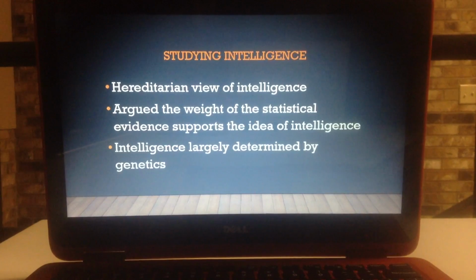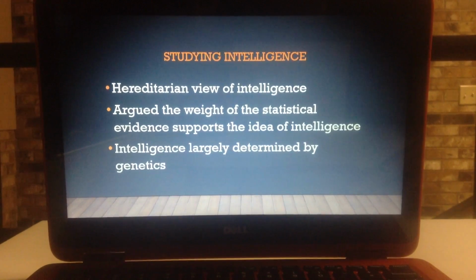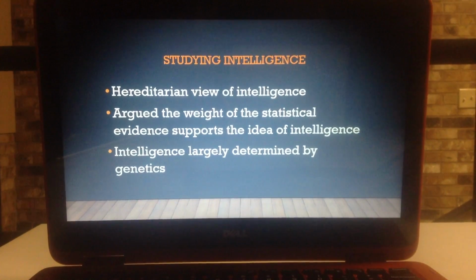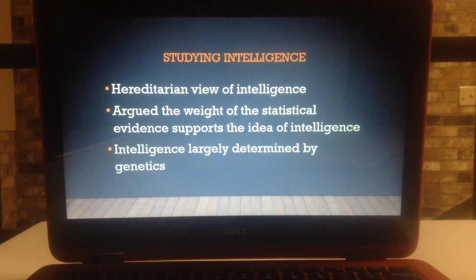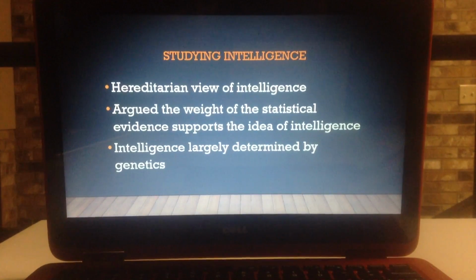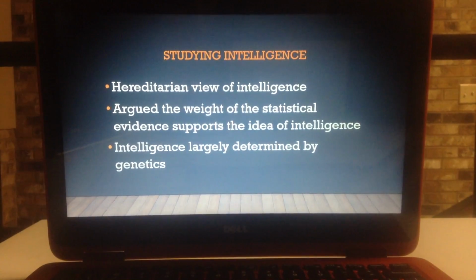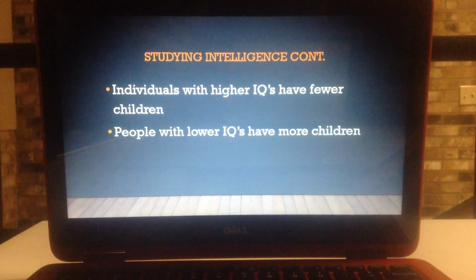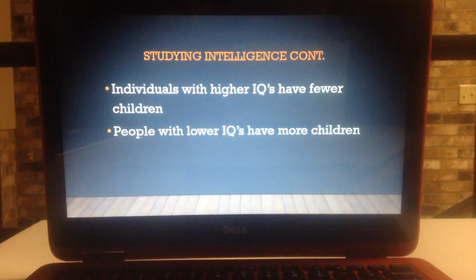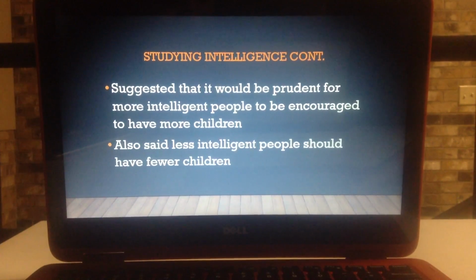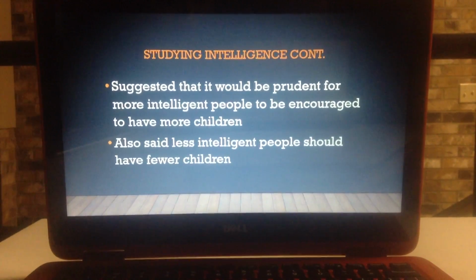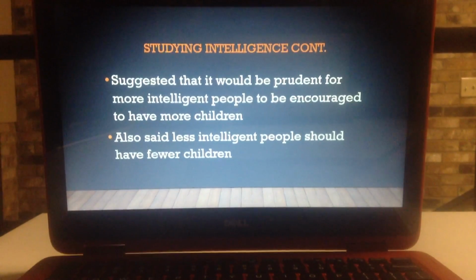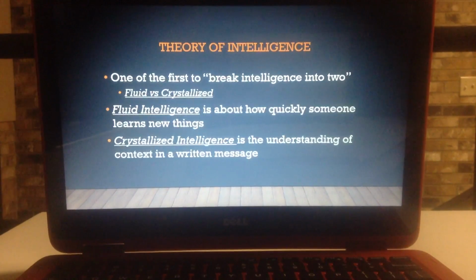Studying intelligence. He had a hereditary view of intelligence. He argued the weight of the statistical evidence supports the idea that intelligence is largely determined by genetics. Individuals with higher IQs have fewer children, while people with lower IQs have more children. He suggested that it would be prudent for more intelligent people to be encouraged to have more children. He also said less intelligent people should have fewer children.